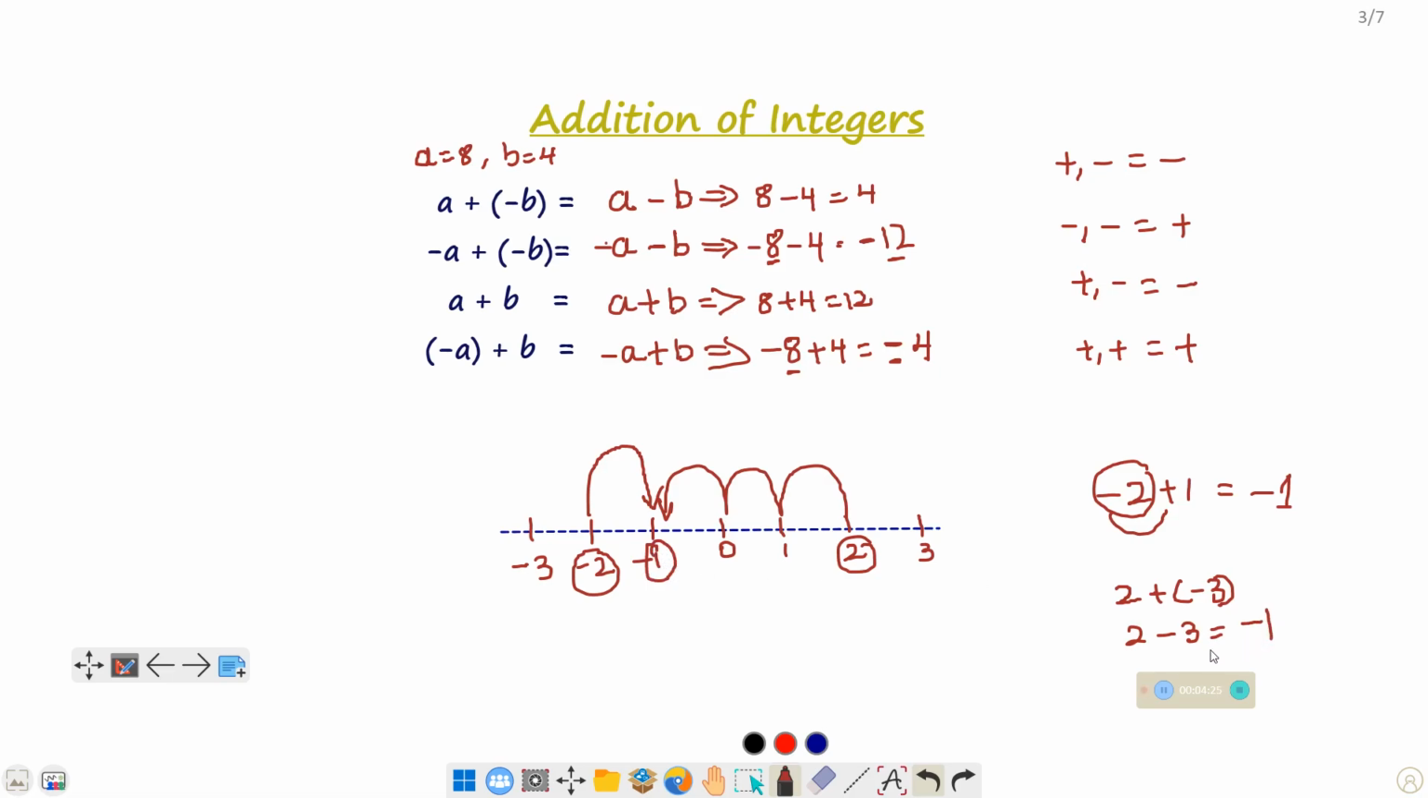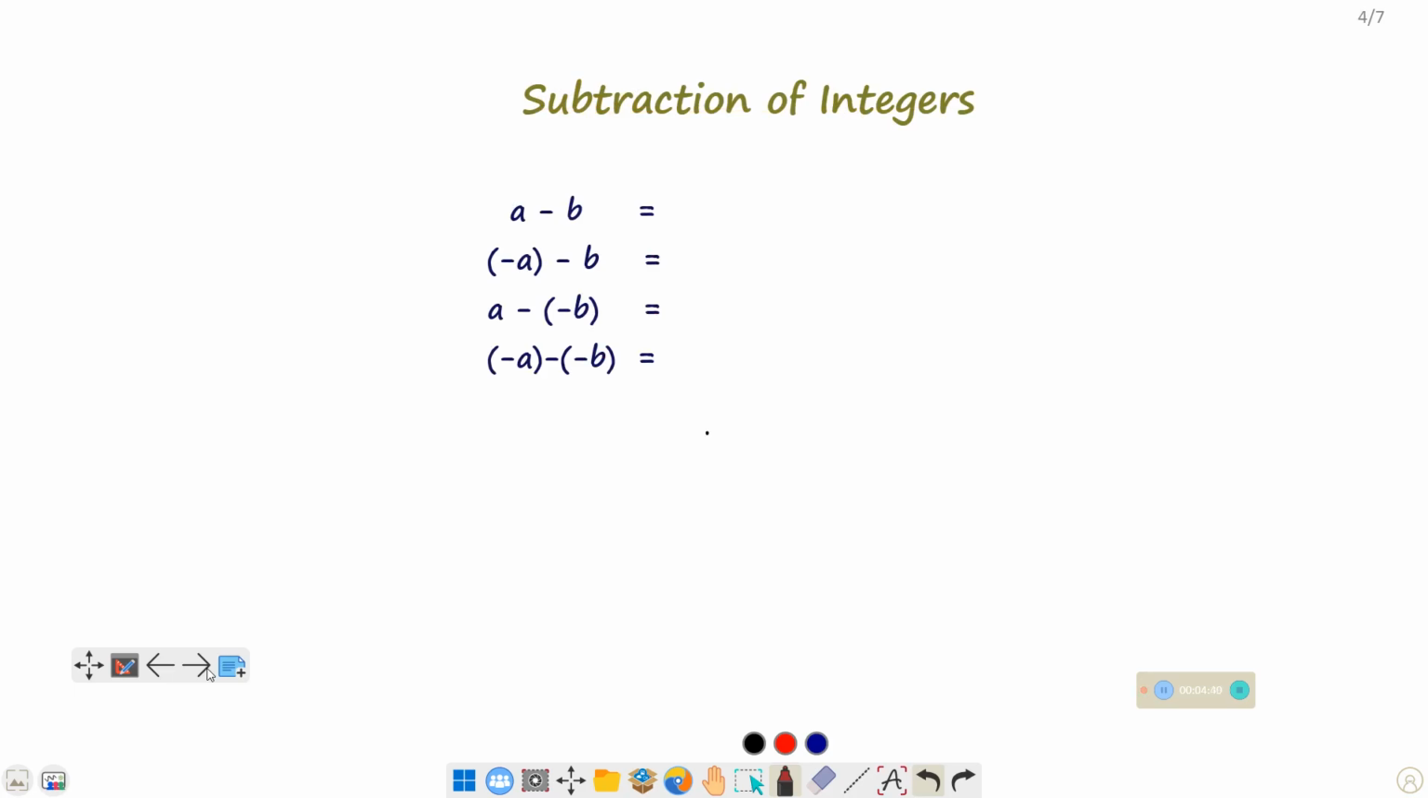So here also we are getting the negative as the sign for the answer. That means the greater number's sign is followed in the answer. This is how addition of integers can be done. Now let's see how to subtract integers.